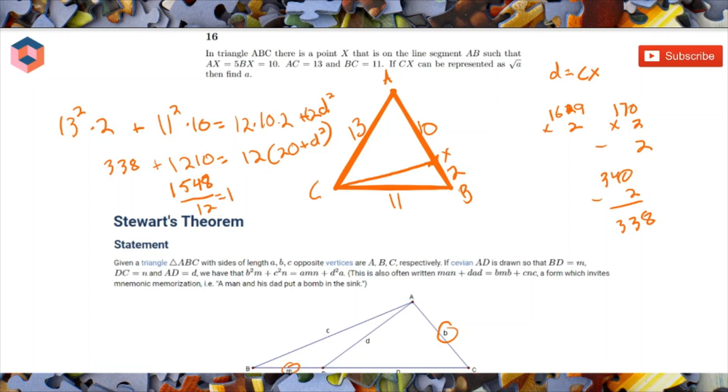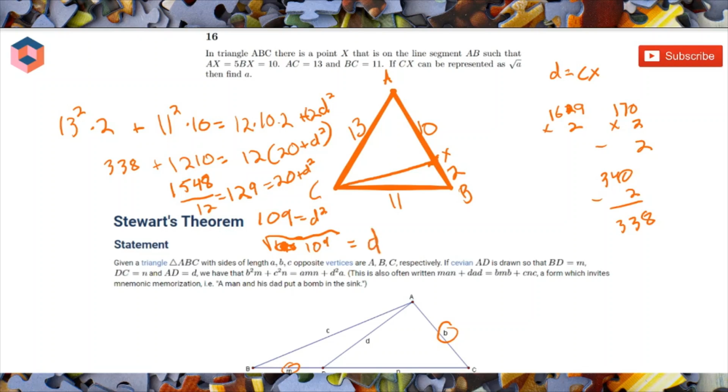That would give us 1. We would have 34 left, so that would give us 2, and then that would give us 10, 108. 108 divided by 12 would be 60 plus 48, so 5 plus 4, which would give us 9. 129 equals 20 plus d squared. Subtracting 20 from both sides, we get 109 equals d squared. Taking the square root of both sides, square root of 109 equals d.